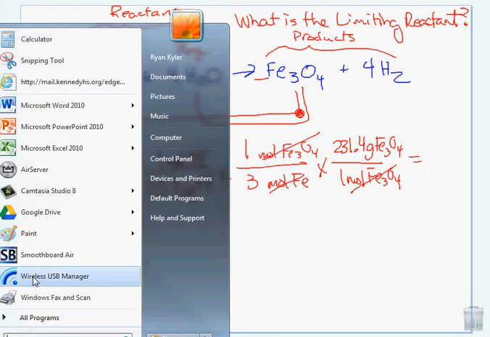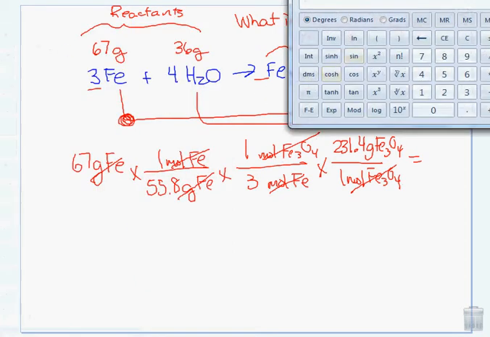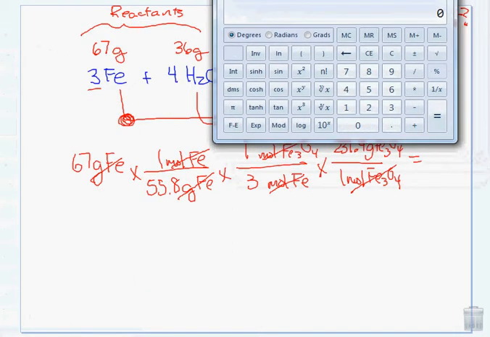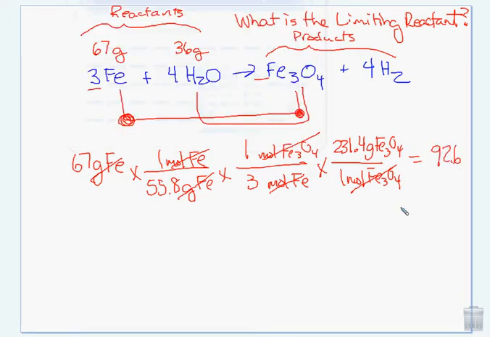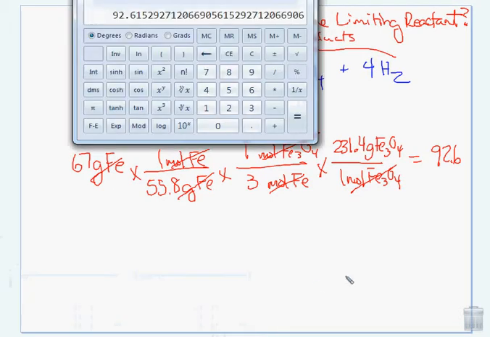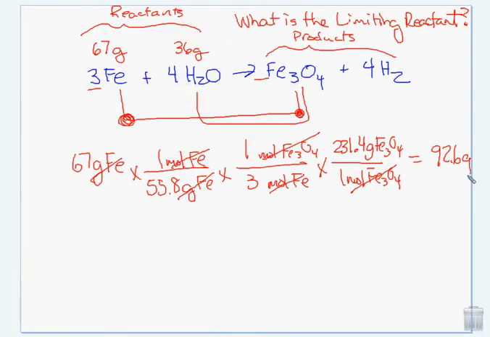And there it is. Now I grab my calculator. 67 divided by 55.8 divided by 3 times 231.4, and I get 92.6 grams of Fe3O4. So let me just do the next one.